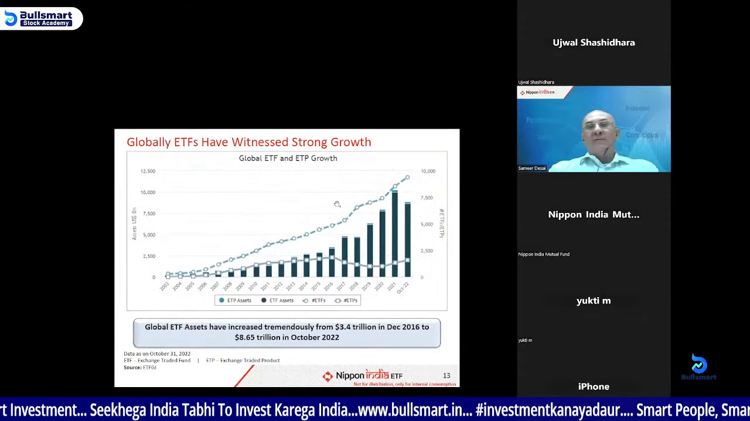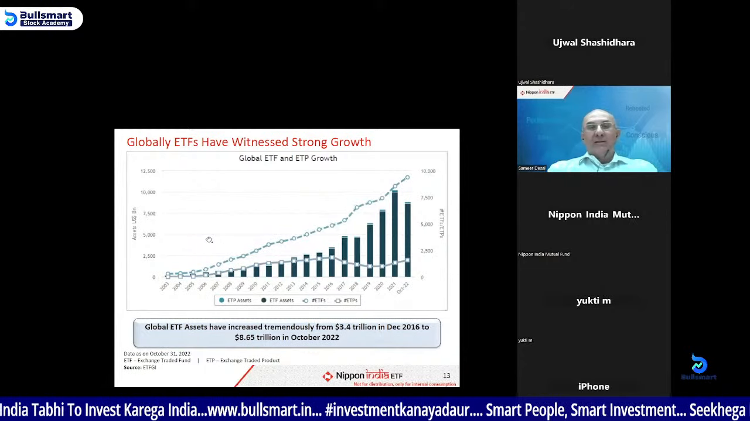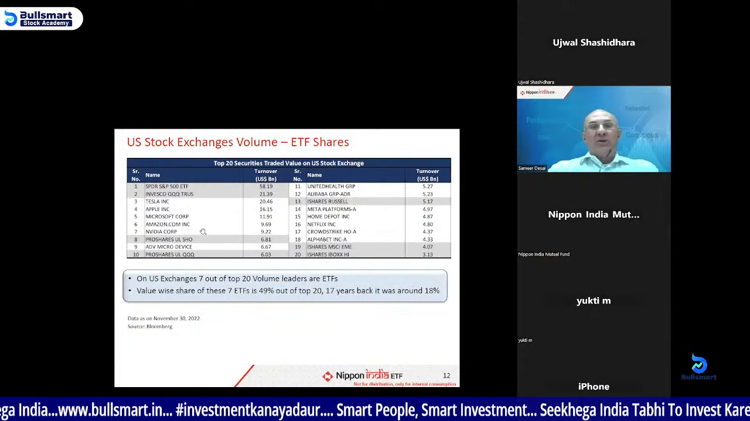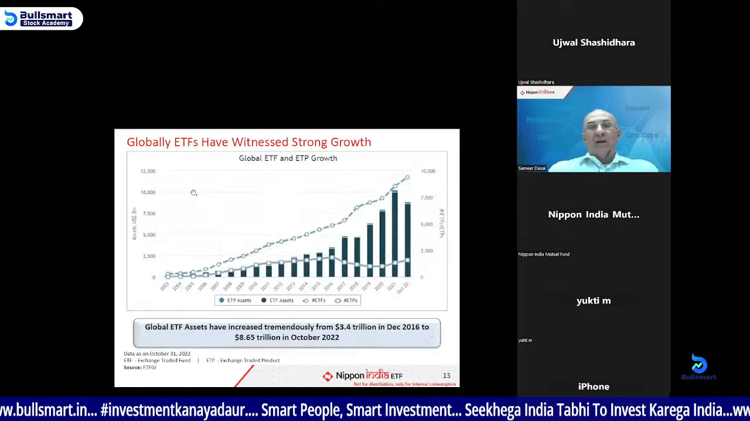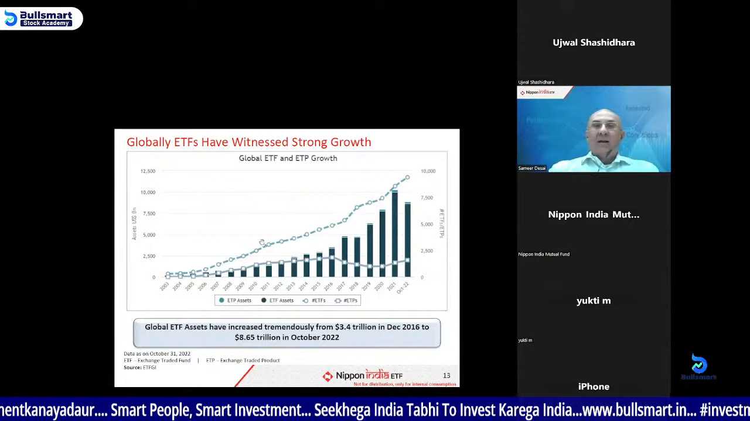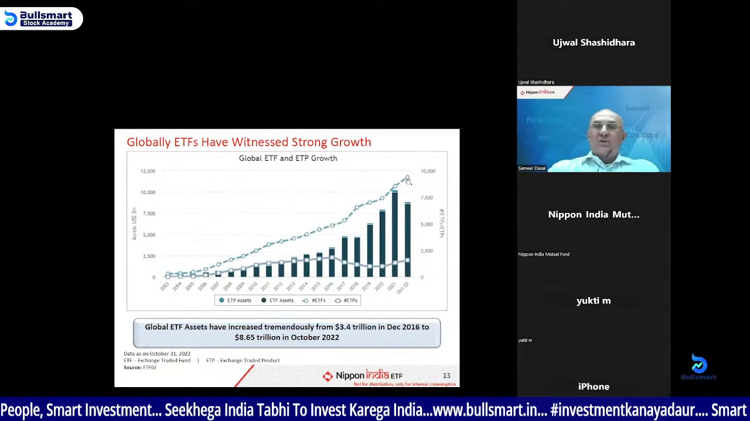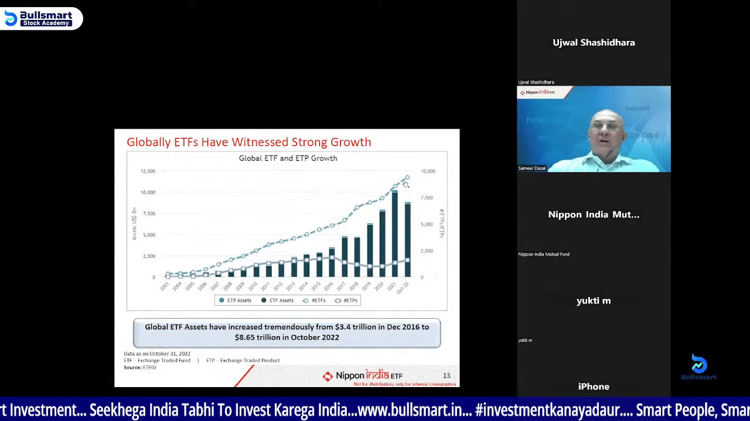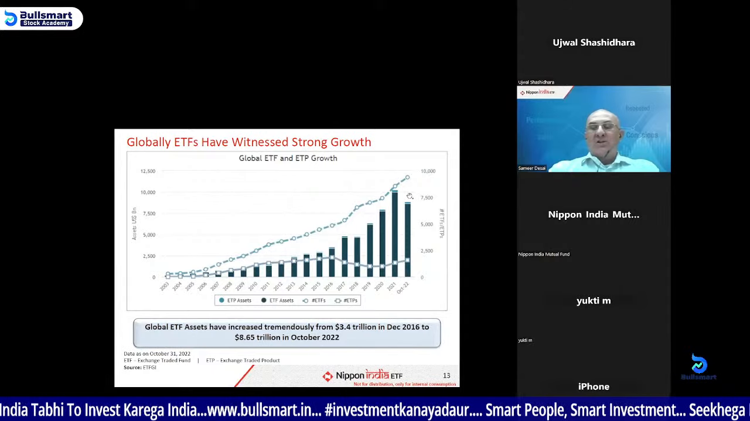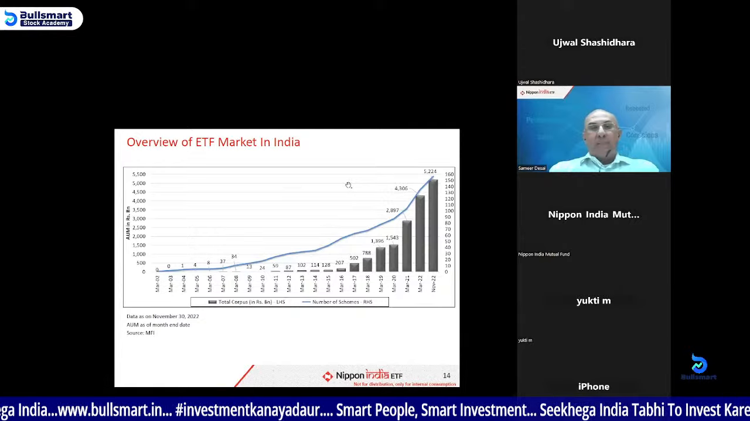This is how the ETF assets have grown globally over the last couple of years. In fact, ever since the first ETF was launched in 1993, which is your S&P 500 ETF, no other product has grown as fast in financial services history as ETFs. So today you have close to $10 trillion of ETF AUM globally. It's a very, very large AUM, and this is rapidly going up.